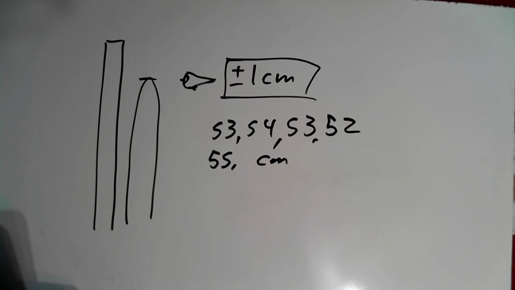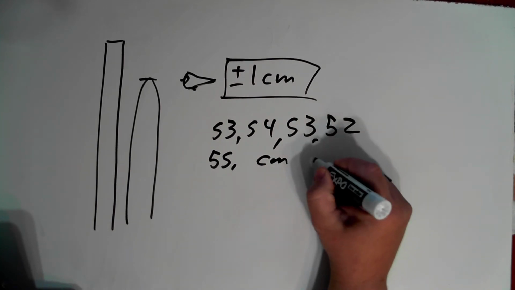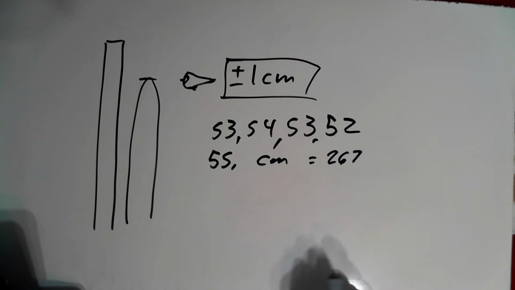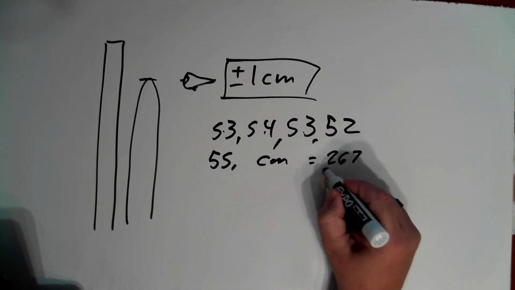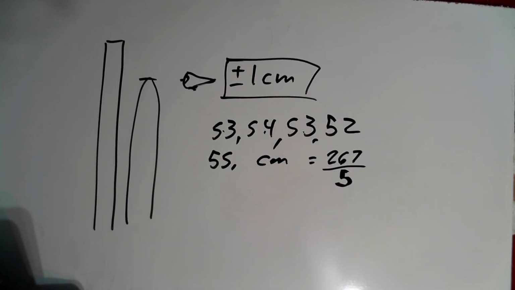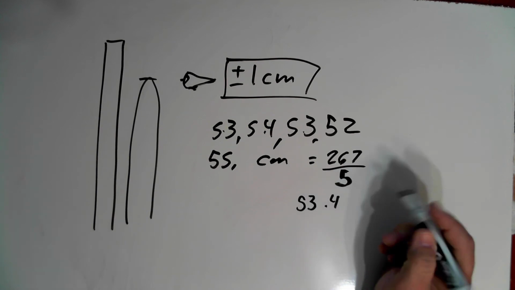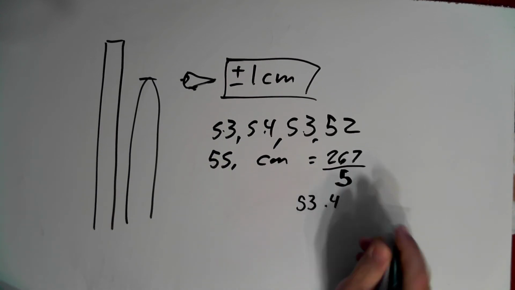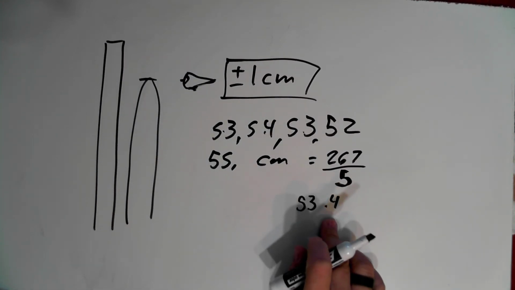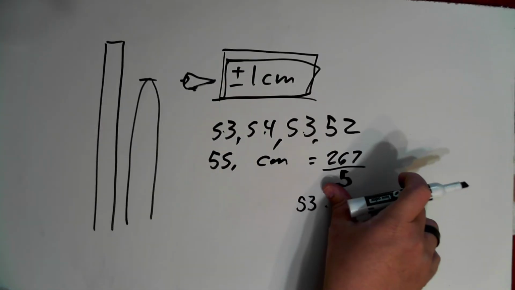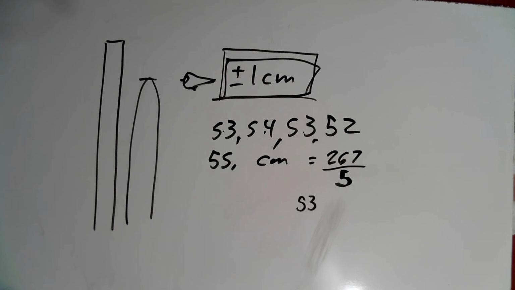The first thing I'm going to do is sum all of those up. So 53 plus 54 plus 53 again plus 52 plus 55 equals 267. And I'm going to take the average, so 1, 2, 3, 4, 5, and divide that by 5. That gives me 53.4. Now, I'm already making an argument here that regardless of this decimal point, I'm not going to be able to get anything more accurate than 1 centimeter. So I'm going to say that is equal to 53. So my average value for this data set is about 53.